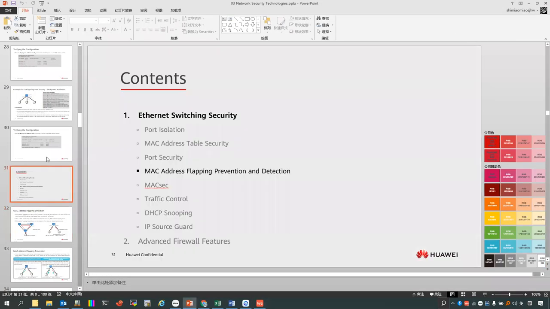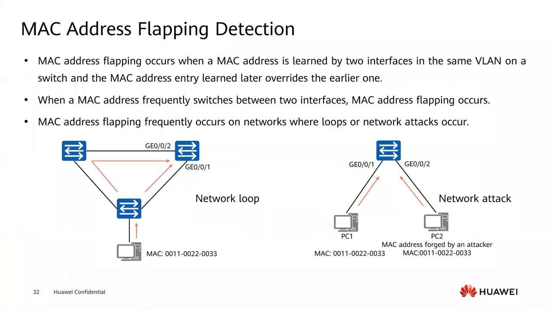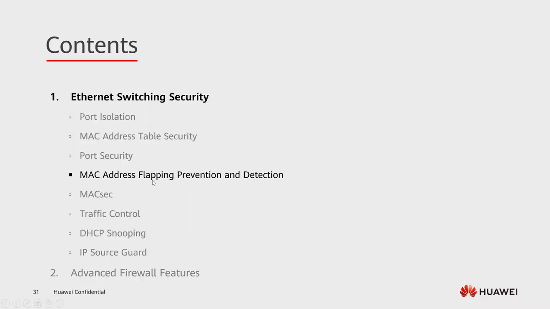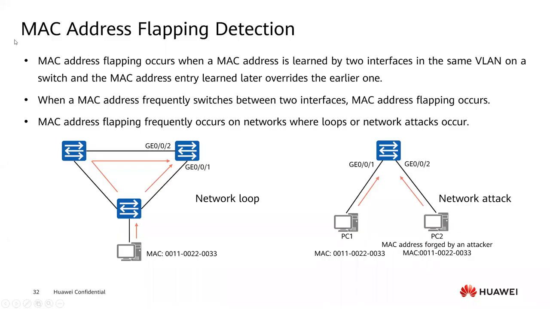Okay, Nancy. Okay, I will continue recording this lesson. Now the next part is MAC address flapping prevention and detection. I think MAC address flapping detection is a normal function, and if you have experience with network traffic routing, there is a high possibility that you will meet these functions, because network loops sometimes occur. So let's look at what these functions are for and what they mean.